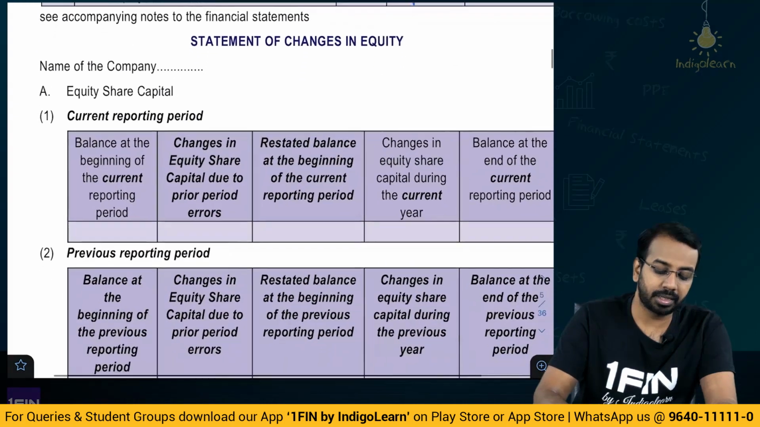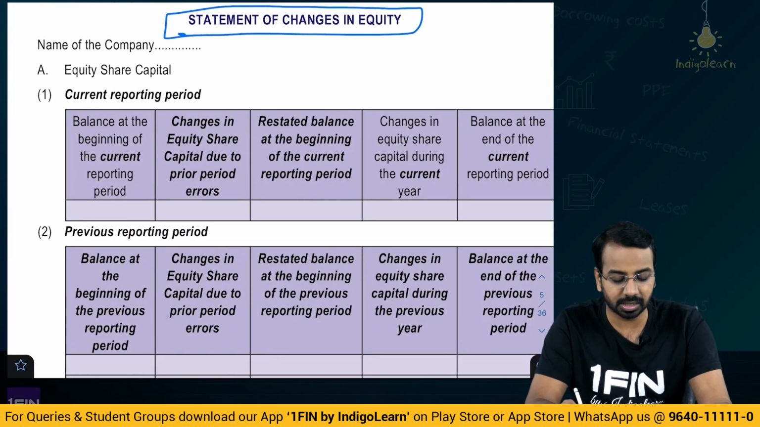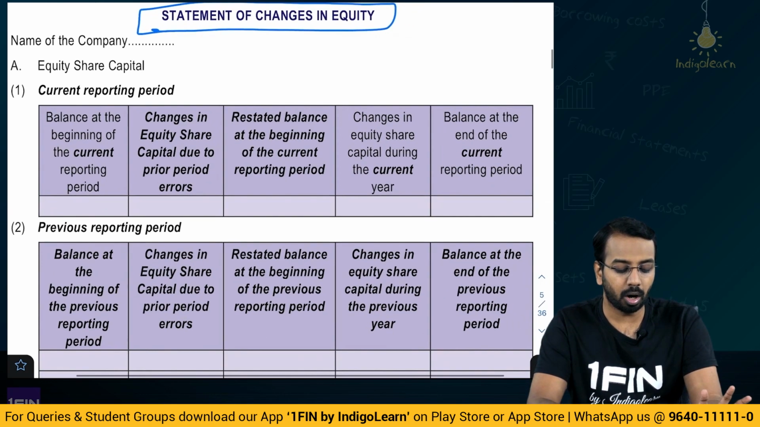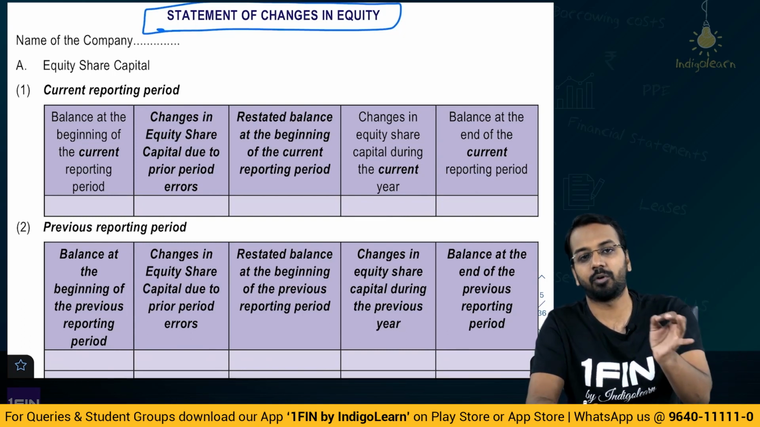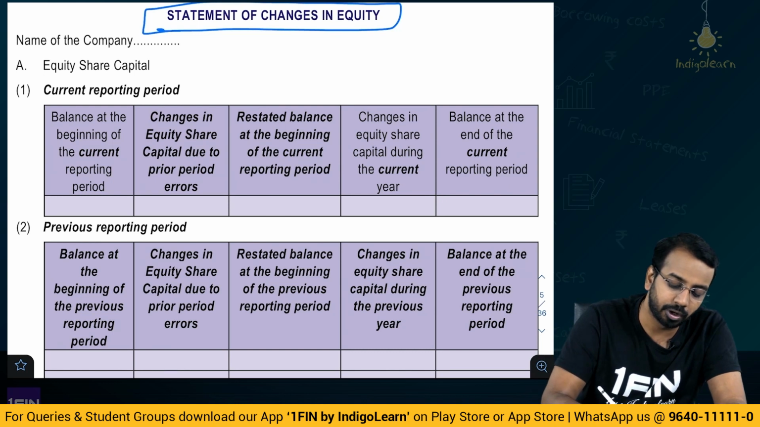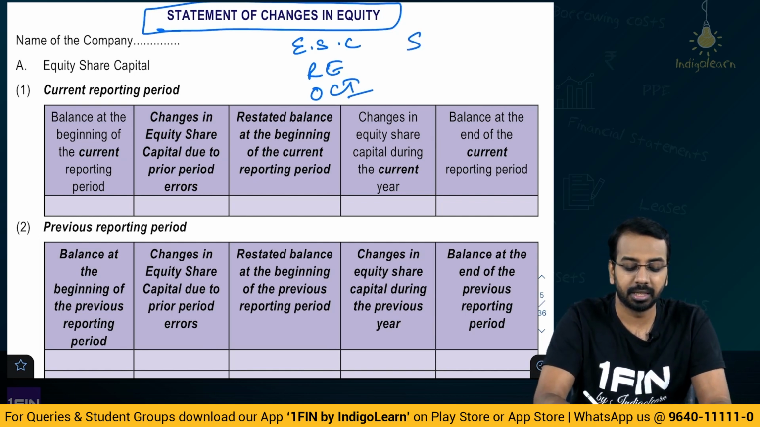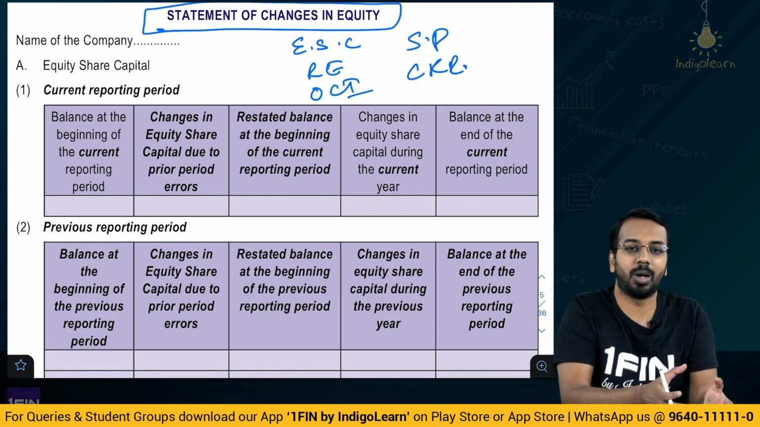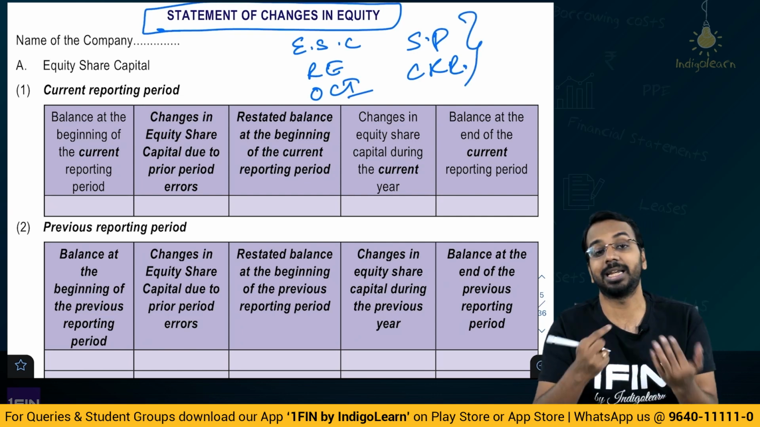Now another very important component is the statement of changes in equity. Now what does this statement of changes in equity concern? This statement will give you the opening balance, the current period changes, and the closing balance. For what? For your equity share capital, for your retained earnings, for your other comprehensive income, for each of these items, for your securities premium, for your CRR, whatever belongs to the owner, what is the opening balance, what are the changes, and what is the closing balance. This is like your capital account in a statement format.